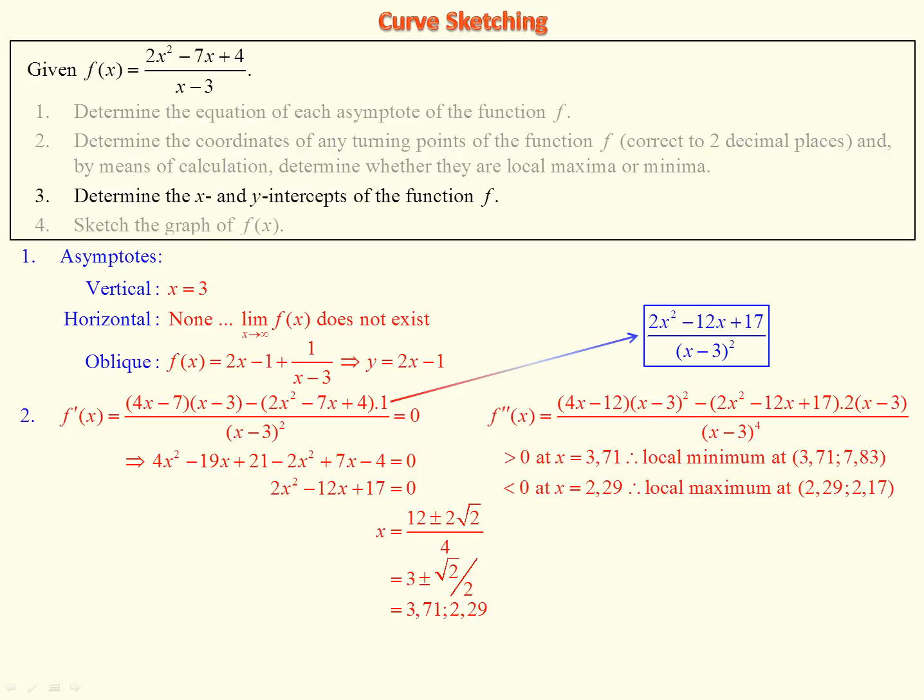Determine the x and y intercepts of the function f. Once again, x equals 0, y equals... there we are. Y-intercept, negative 4/3. X-intercept, when we equate this to 0, we can only worry about the numerator then. Well, that needs the quadratic formula as well. So there's the answer to 2 decimal places by quadratic formula.